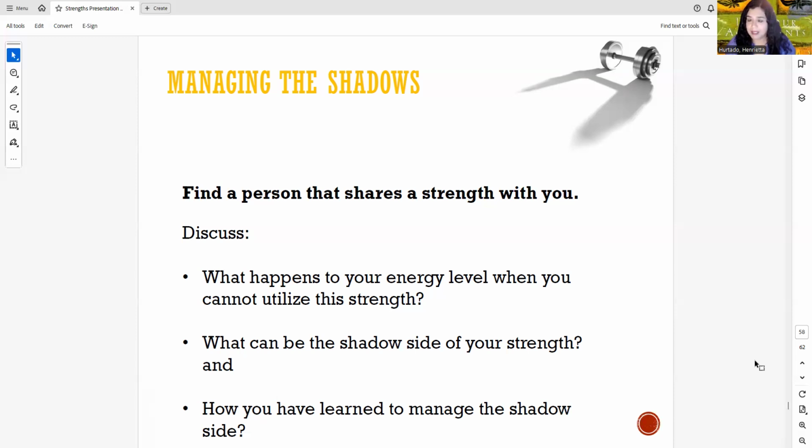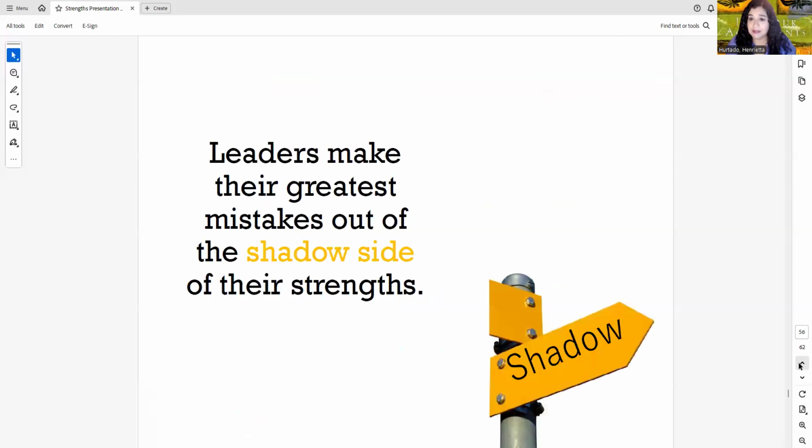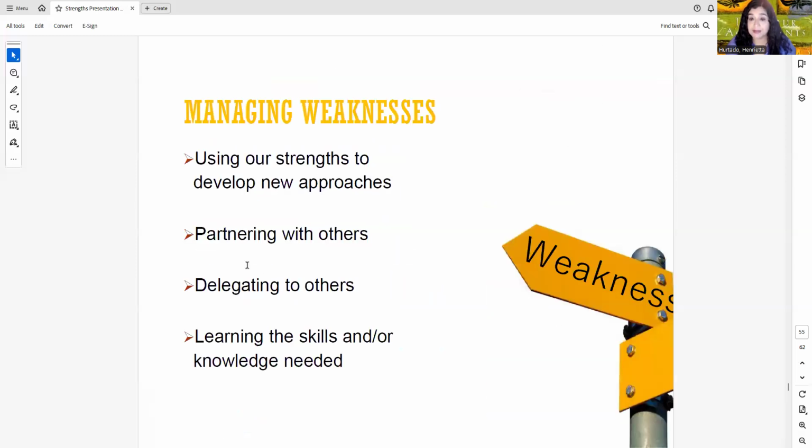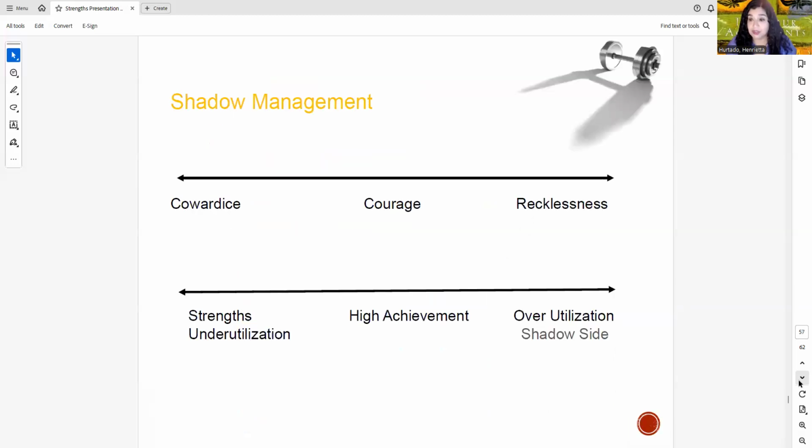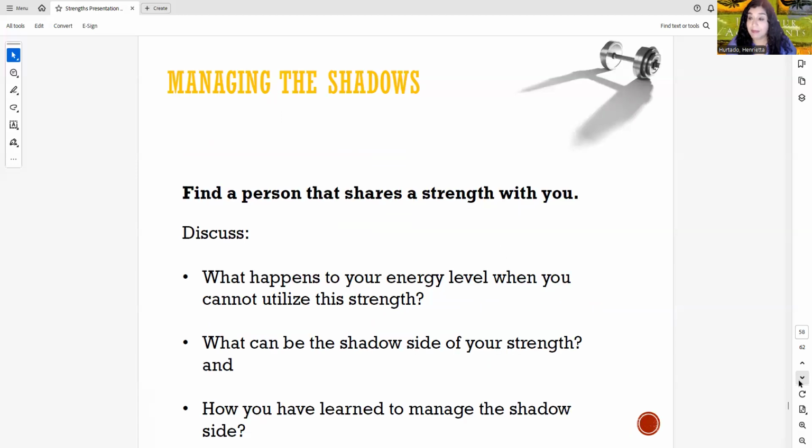Learning how to manage the shadow side takes time, patience, and perseverance. But working with others, partnering with others, using strengths to develop new approaches, delegating to others, and learning new skills or the knowledge needed can in turn help you manage the shadow side of your strengths.